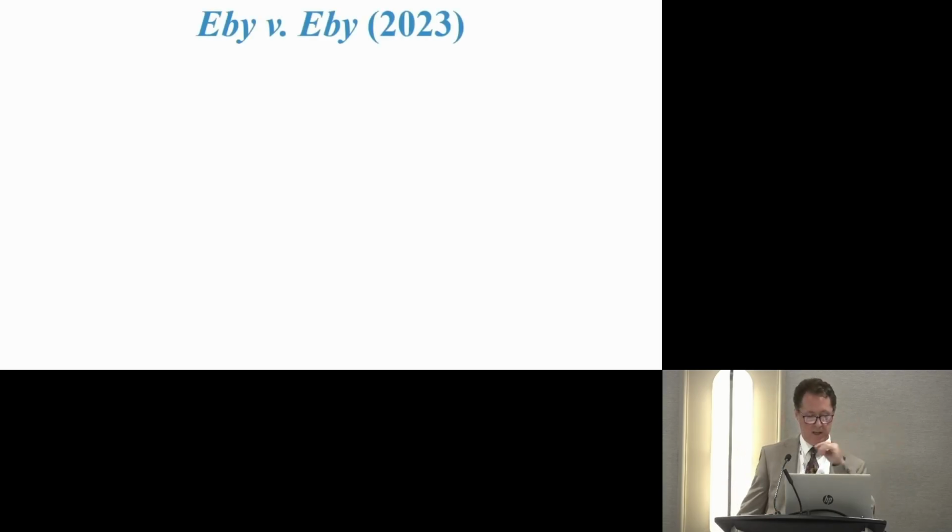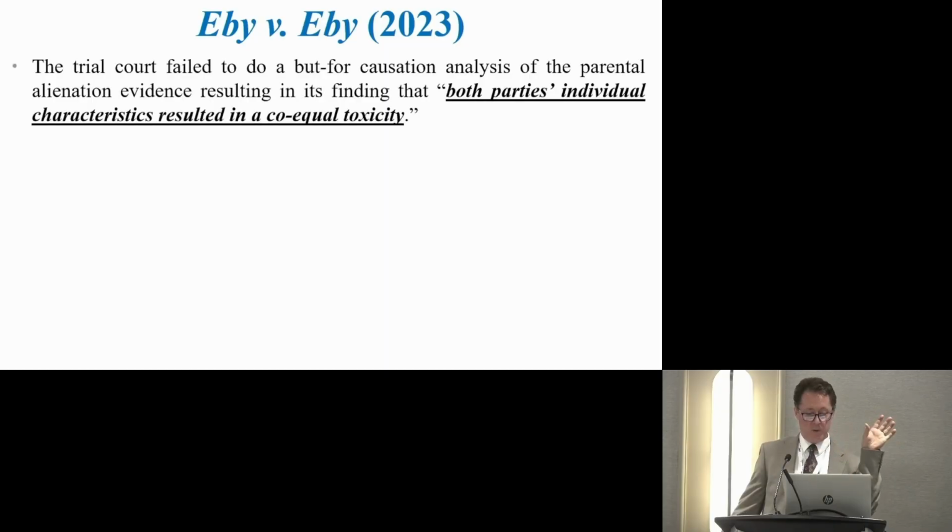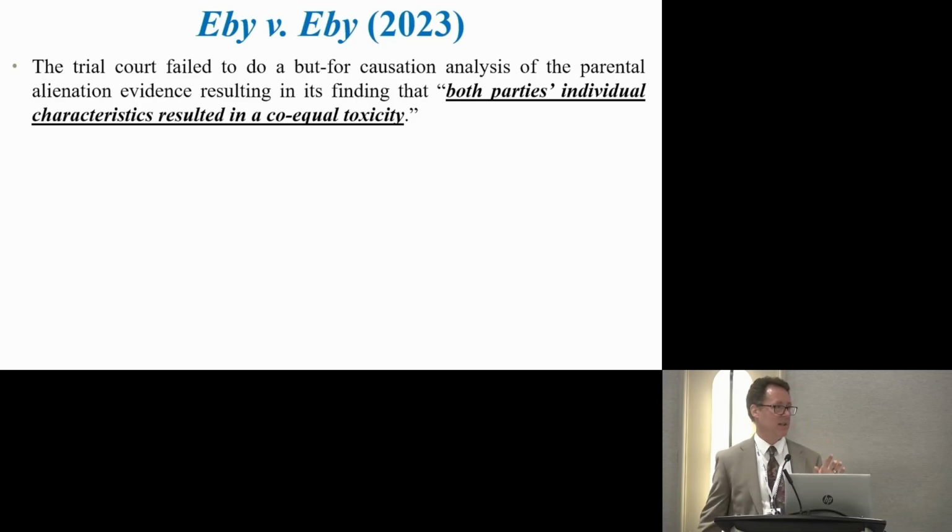So it's both parents' fault. This is just one case. This is another one we call "it's both parents' fault." The trial court failed to do a but-for causation analysis of the parental alienation evidence, resulting in its finding that both parties' individual characteristics resulted in a co-equal toxicity. It's both parents' fault. Now, but-for causation analysis simply means but for this child's exposure to parental alienation, they wouldn't be exhibiting the symptoms.